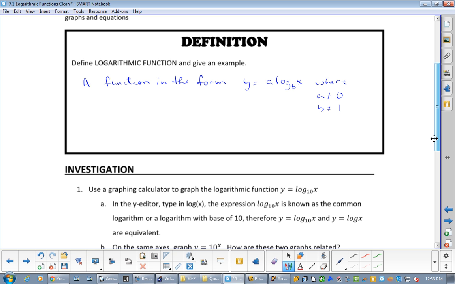So a stands for this, a. b cannot equal 1, and you'll see why. b has to be greater than 0 as well, so we'll put it on this line. So b cannot equal 1, and b is greater than 0. And x has to be greater than 0.